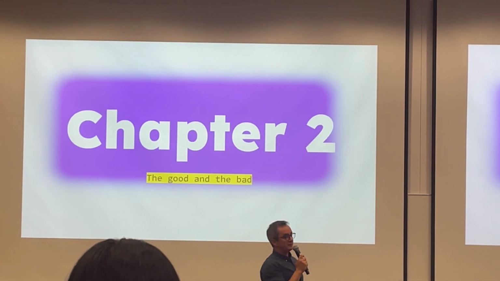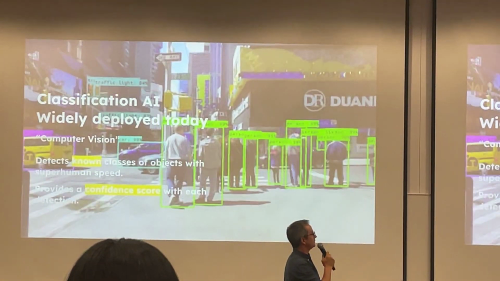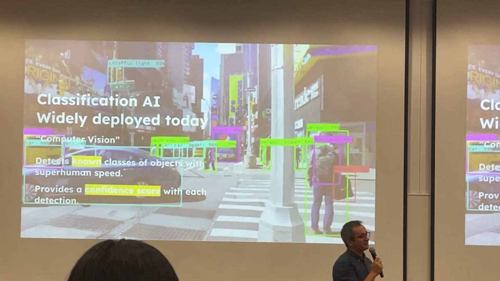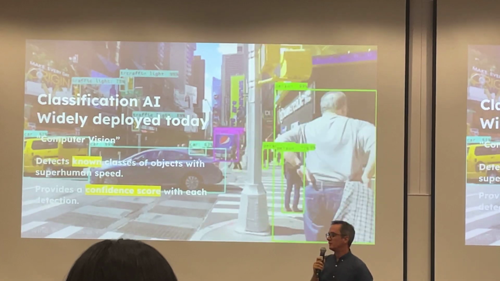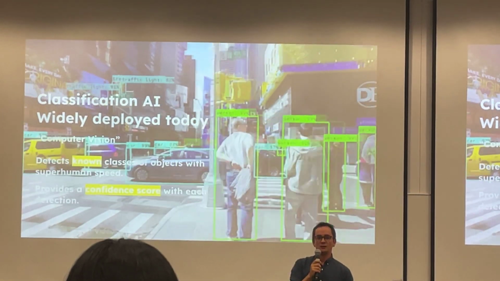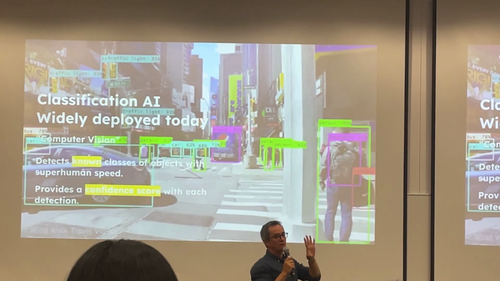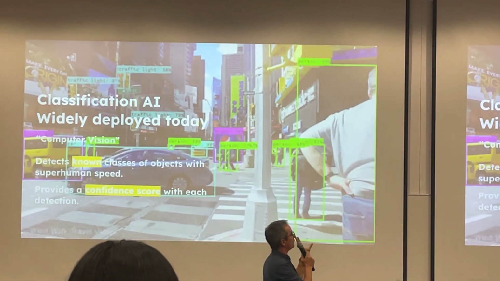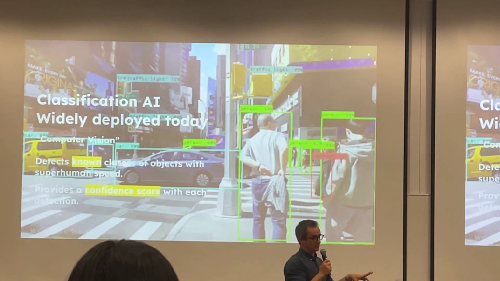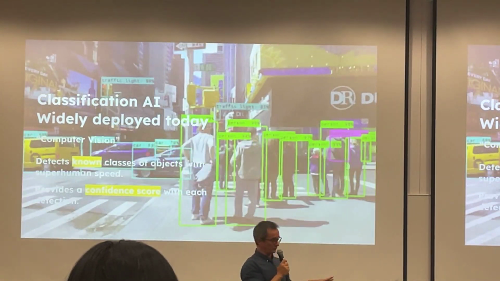And the good thing and the bad thing. Classification is what you have, for example, in Tesla cars to identify what you have on the street. It gives you the probability of what you may have. That's computer vision, and this is kind of super safe to use.